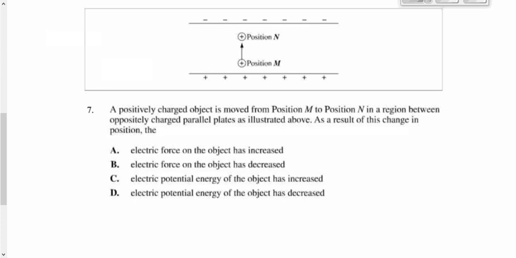There's an electric field upwards, and it's a positive particle, so that means the force is going to be upwards as well. It's going to speed up. And if it speeds up, that's like a car going down a hill. And when a car goes down a hill, yeah, the potential energy decreases.